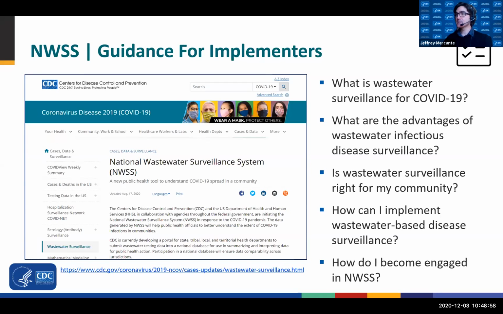Finally, we have a guidance document on testing methods for SARS-CoV-2 in wastewater. This guidance covers sample processing, laboratory controls, and biosafety recommendations, among other things.